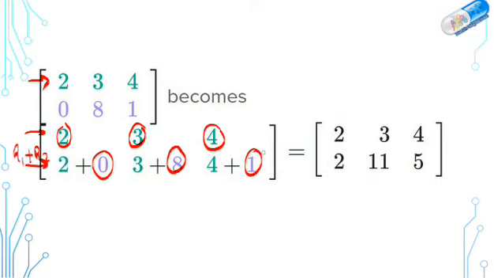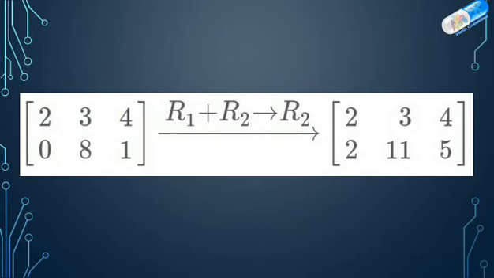So the answer, or the new matrix, will become R1 without change, and the only change is in R2, which became 2, 11, and 5. So it's written like this. Again, this is the notation of the original matrix, and it's replaced by a new matrix by making the operation of R1 plus R2 replaces R2.